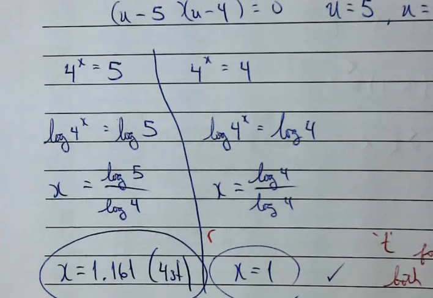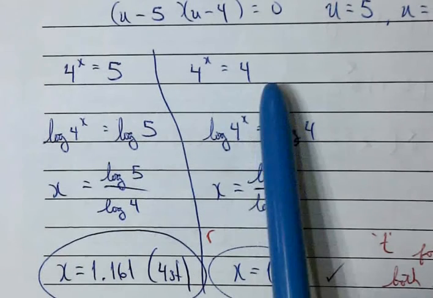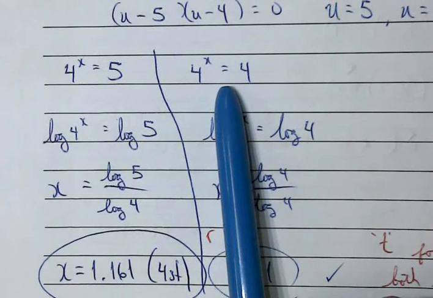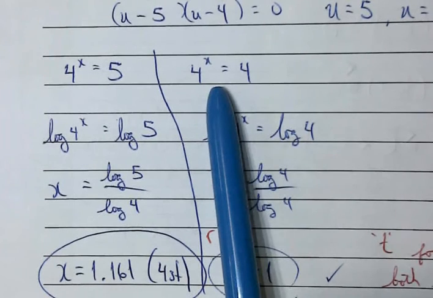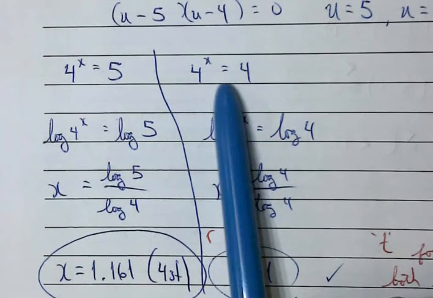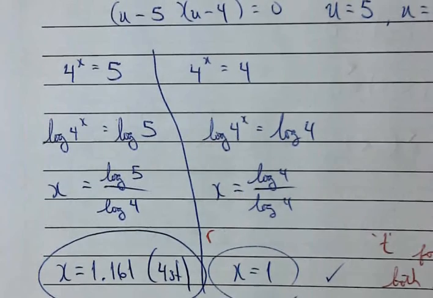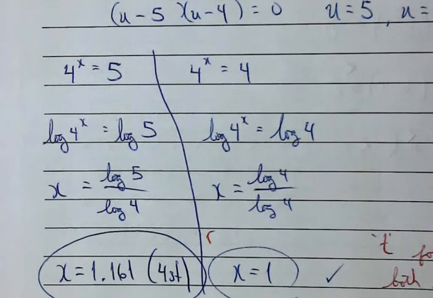And the last one, 4 to the x equals 4. There you really didn't even need to use the logarithms. 4 to what power is 4? Yeah, x has got to be 1. But if you wanted to do it just to have the practice, that would be that.